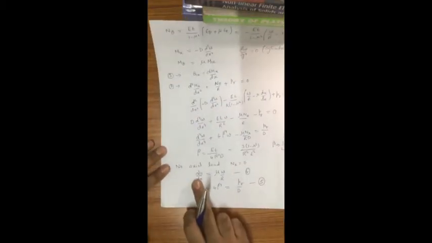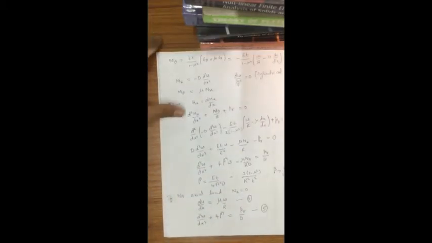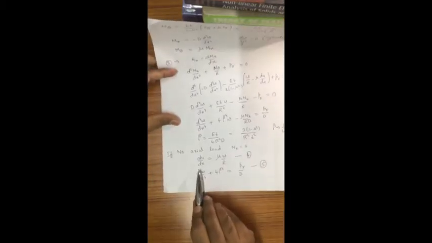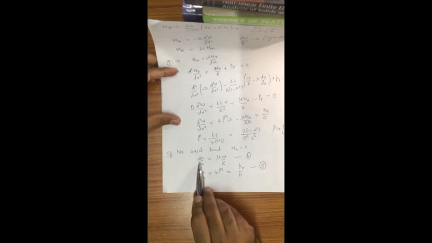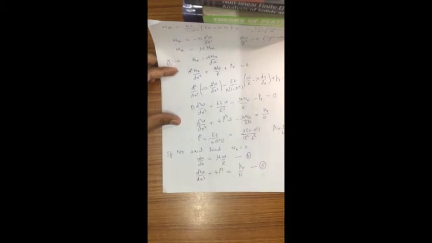So equation number 5. This is what it looks like: d^4 w/dx^4 + 4β^4 w = pr/D. Therefore, if you go back to equation 4 and integrate it, I directly get u, the displacement along the x direction, the axial displacement.